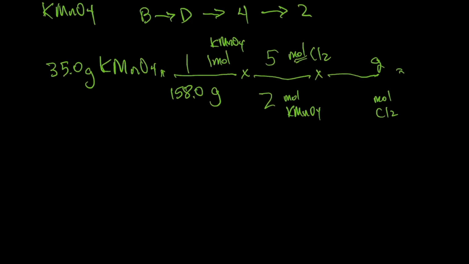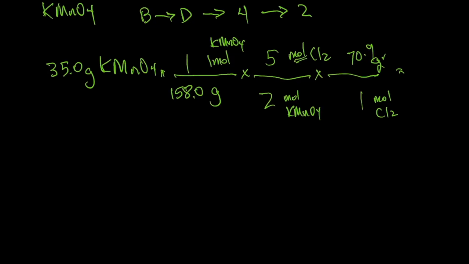And then finally, the last step is the molar mass of chlorine. That molar mass is 70.9 grams. See how I have grams right here? 70.9 has to go with that, 1 mole. So you just do the math here and you have your answer.